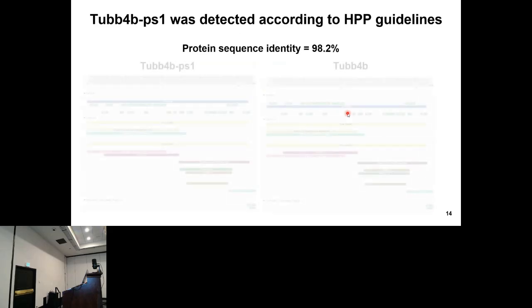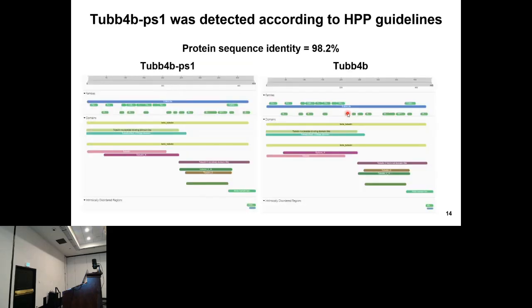a protein translated from a pseudogene of tubulin beta 4b. It has 98.2% sequence identity with its parental protein, and that's why InterPro can predict the same functional domains both for original tubulin beta 4b and for its pseudogenic protein. This signifies the potential functional role of this pseudogenic protein in flagellar motility and in spermatogenesis.